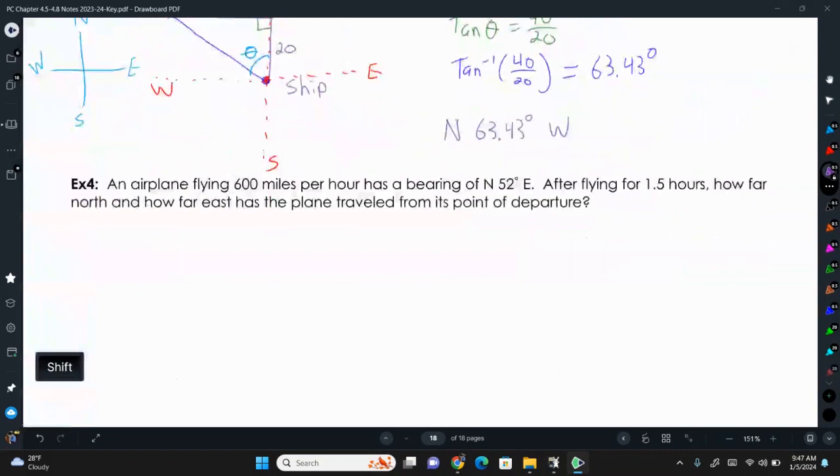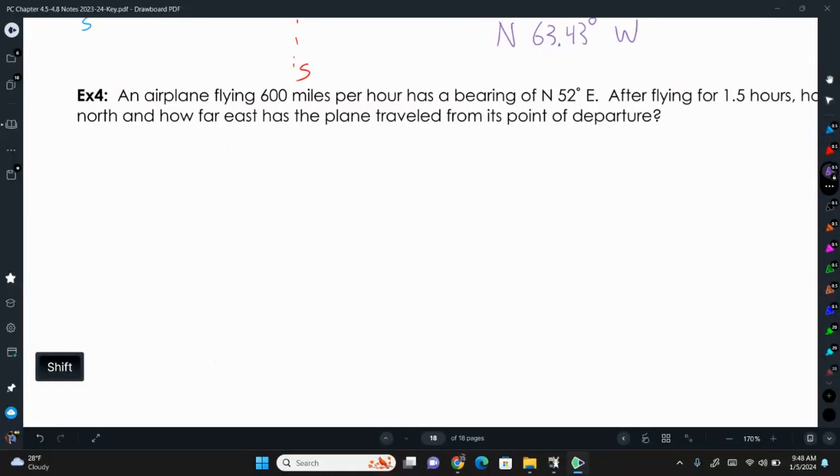All right, so the last problem here says an airplane is flying 600 miles per hour, has a bearing of north 52 degrees east. After flying 1.5 hours, how far north and how far east has the plane traveled from its point of departure? So first, let's draw a picture. Here's our plane, and what I'm going to do is draw the compass, east, north, west, south, and we are flying at a bearing of north 52 degrees east, so we're going to go north, east. So this is the path of the plane.